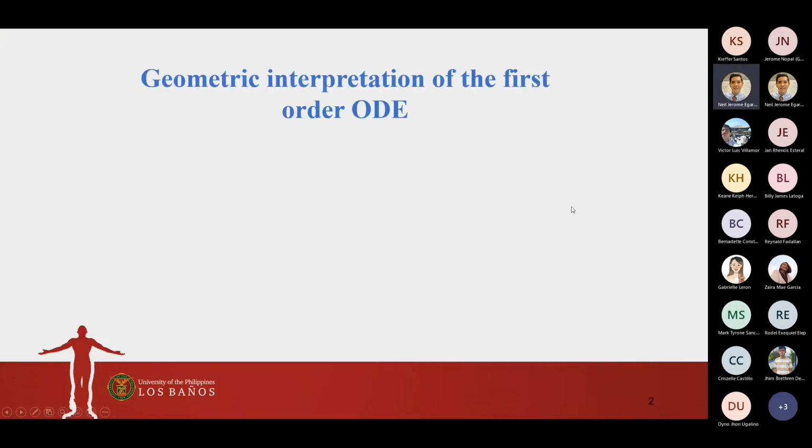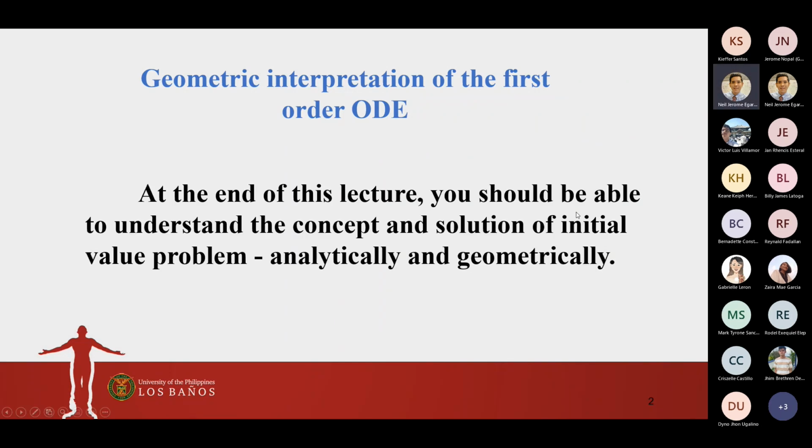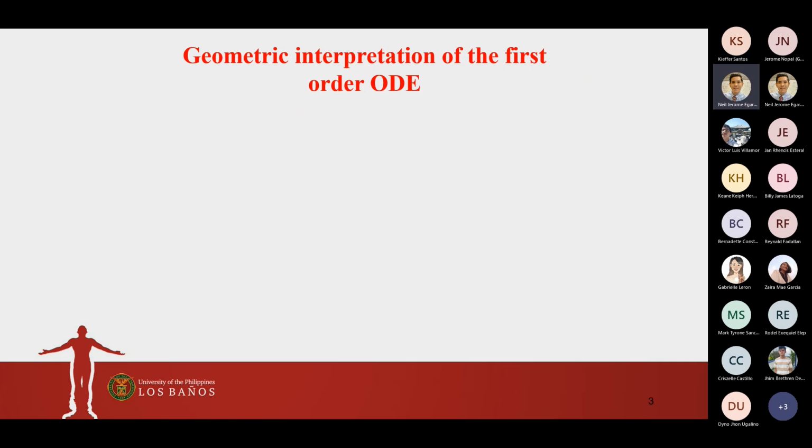Now, titingnan natin yung geometric interpretation ng isang first order ODE. Of course, you can do this analysis for higher order ODEs, pero mas mahirap na. Makikita nyo later kung bakit mahirap i-interpret pag mas mataas na sa 1 yung order ng ating ODE. But for now, our goal is to understand the concept and solution of initial value problems, not just analytically, but also geometrically. All right. But I don't know if we can finish everything, but let's do what we can do for the remainder of the time, right?